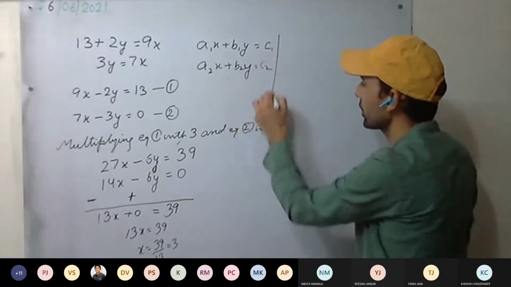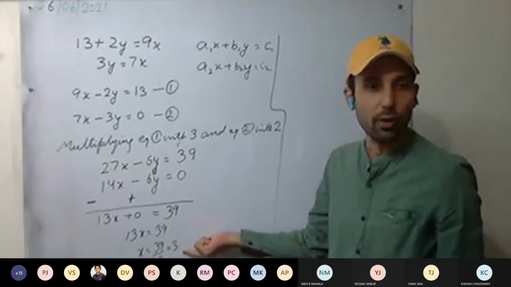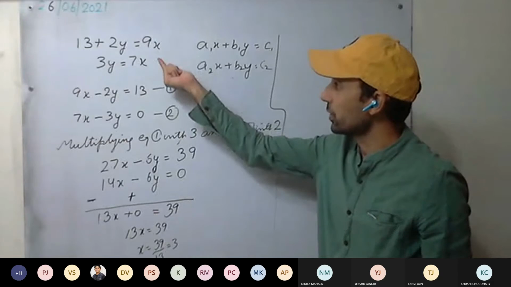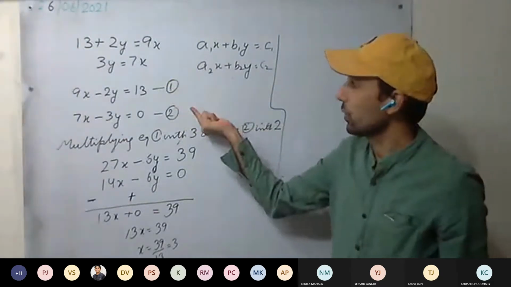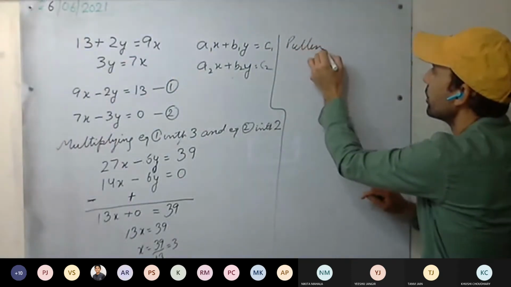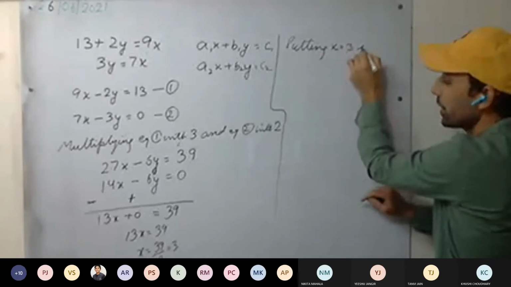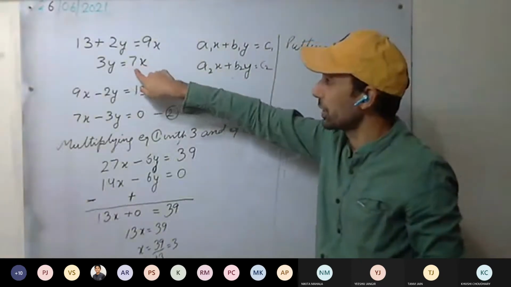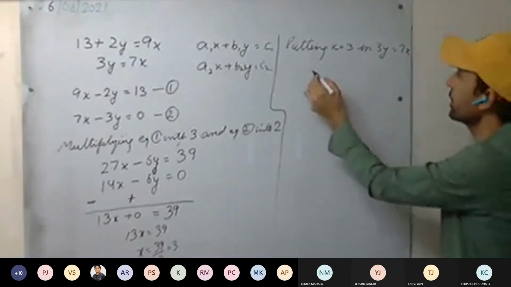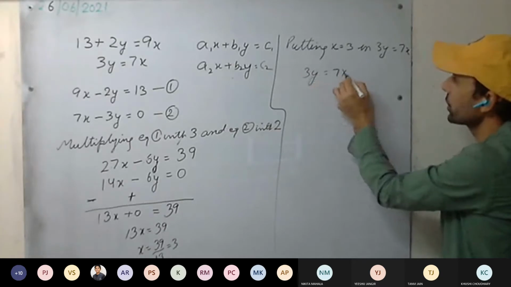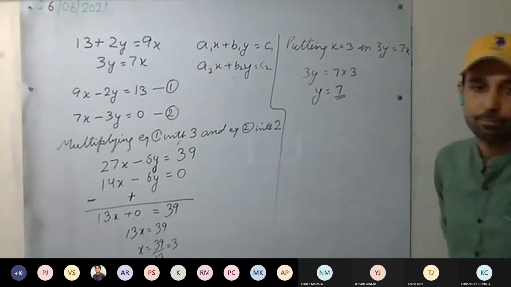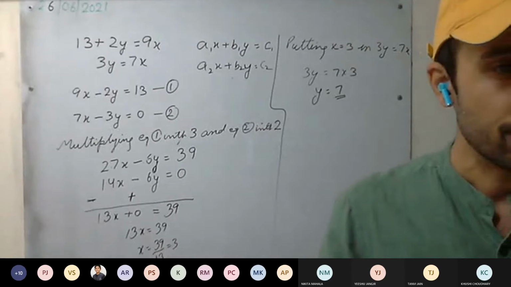And how to calculate the value of y? x we have already got. Now any of these equations we can use. I am going to use this equation, putting x equal to 3 in it, as this is easier to solve. So 3y equal to 7x, put here 3y equal to 7 into 3. So the 3 gets cancelled, y equal to 7. Have you understood this one?